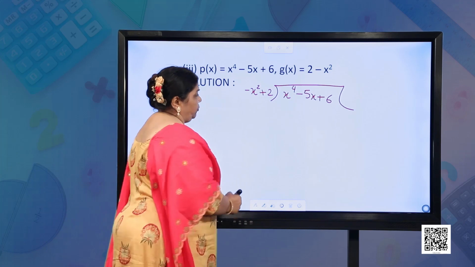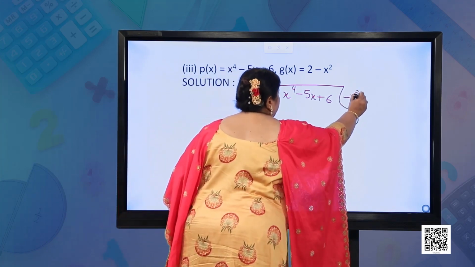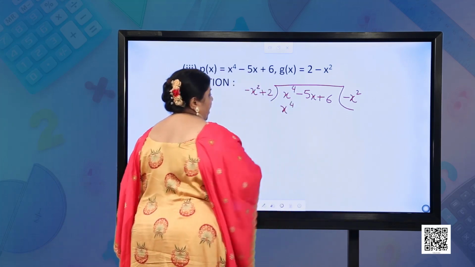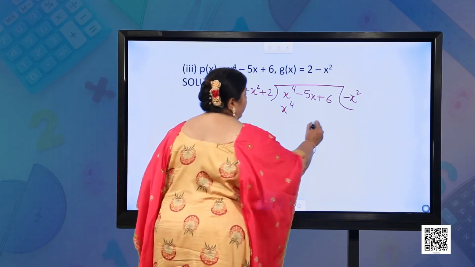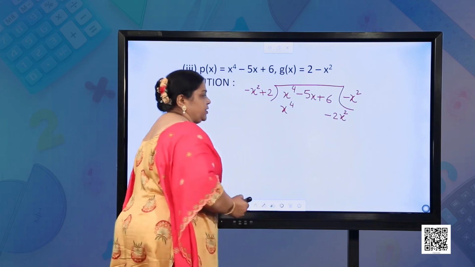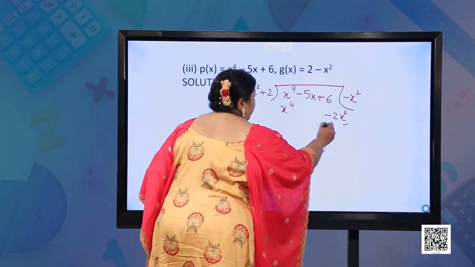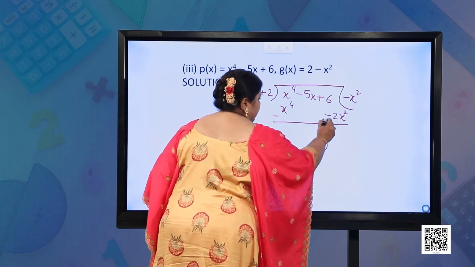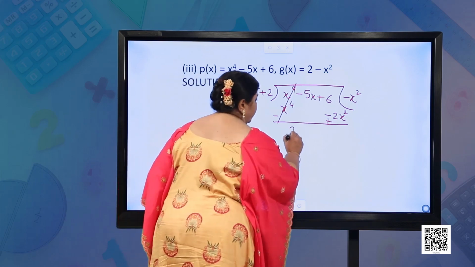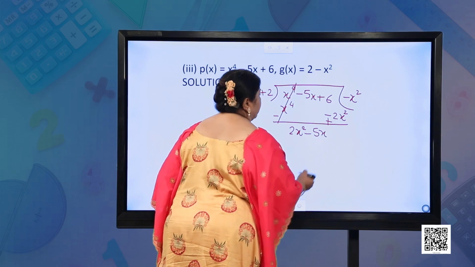Now children, with what I should multiply? I think I should multiply by minus x square, that will give me x to the power 4, and 2 into minus x square will give me minus 2x square. I am writing it separately because there is no term of x square in the given polynomial. Now, if I subtract, signs are going to change and this gets cancelled. So, I am left with 2x square minus 5x.